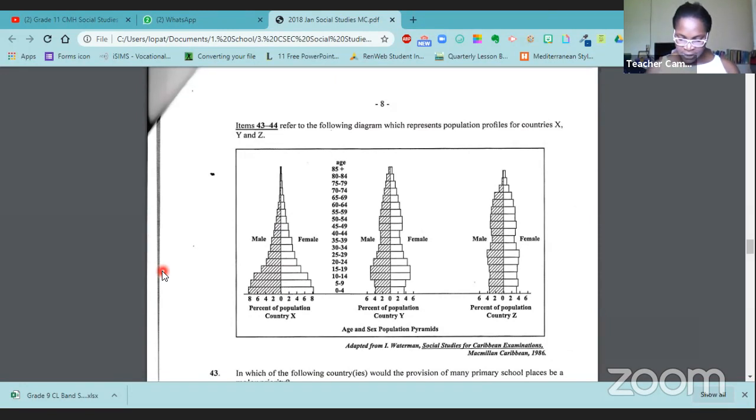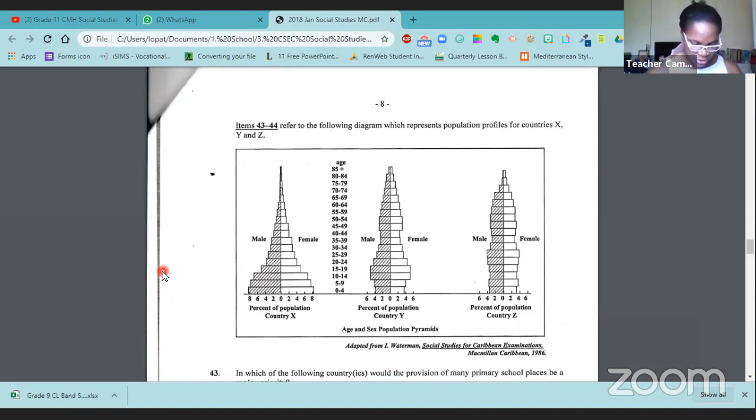44. Which statement is true for the population of all three countries? The birth rates are high, not necessarily, not for all of them. The sex ratios are similar. Yes, I would say that is so. The population growth is slow, not in all of them. The population of elderly people is large, not at all. So the answer, of course, would be B.